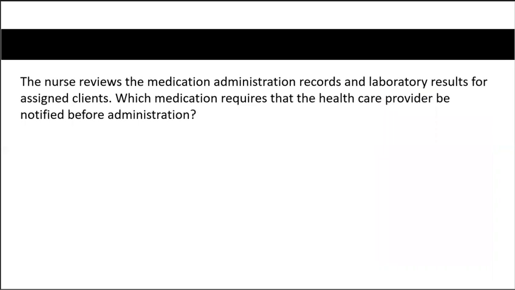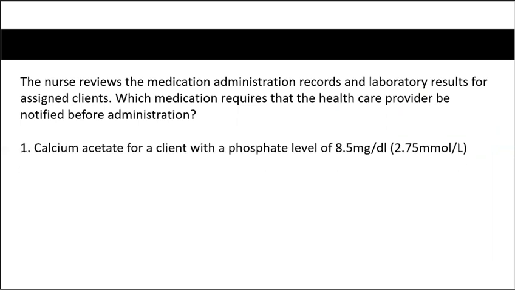The nurse reviews the medication administration records and lab results for assigned clients. Which medication requires the healthcare provider be notified before administration? Option: calcium acetate for a client with a phosphate level of 8.5. So that's phosphorus there. How do I remember it? Phosphorus is like me and you, so that's 2. And 4 sounds like 4. So that gives me an idea of what the normal range of phosphorus should be, 2.5 to 4.5. So I'm just going to add a 0.5 here and another 0.5 here.